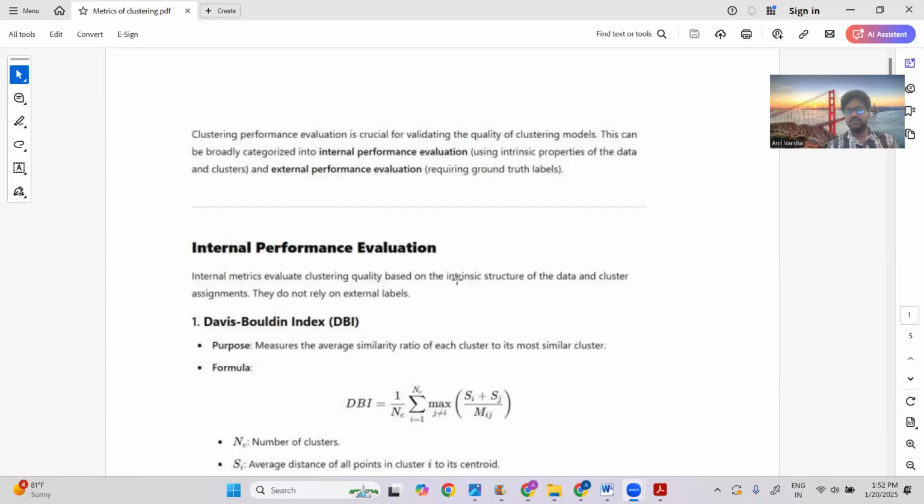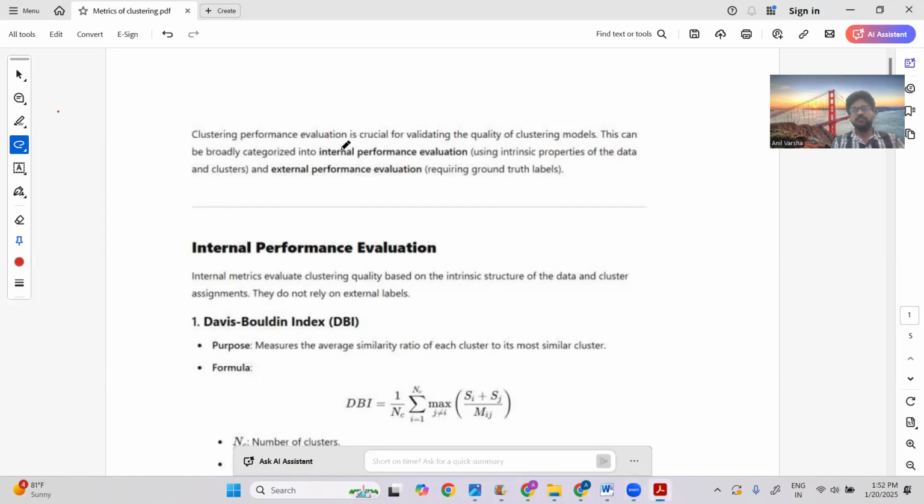Now, in this session, we're going to understand how those clustering methods are actually performing. Are they dividing clusters optimally, or is it suboptimal? We're going to find out. Okay, so what is this? Clustering, just a minute.